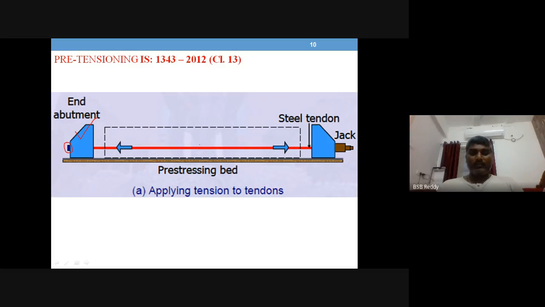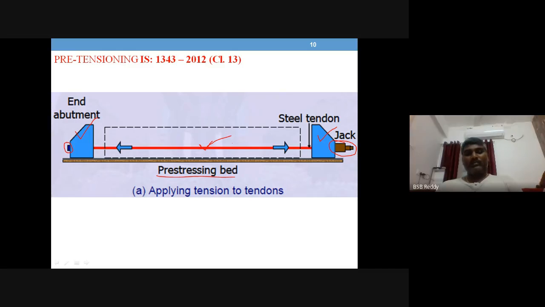This is the tendon, steel tendon, high tensile steel. Then at the other end, the other abutment, there is a hydraulic jack that you see here, which, if you operate it, because of the hydraulic operation, will pull the tendon. Okay, right. So this is what we call the pre-stressing bed.